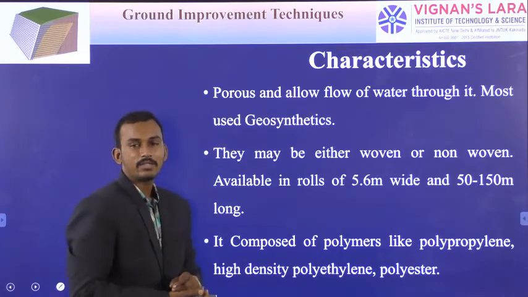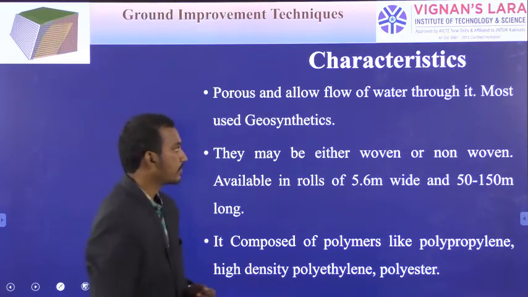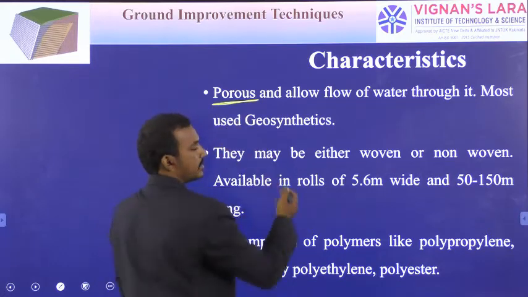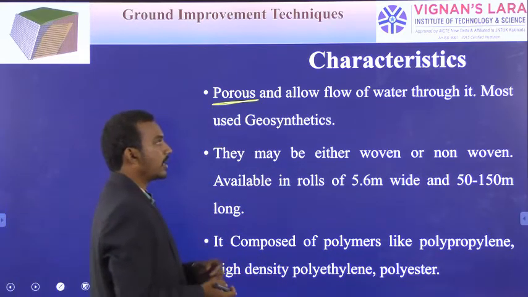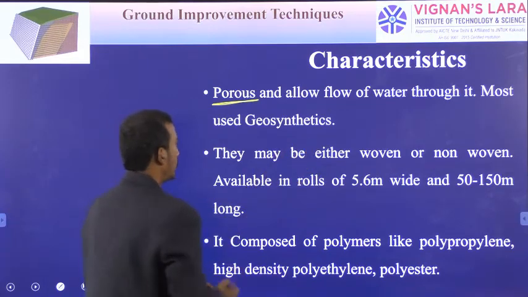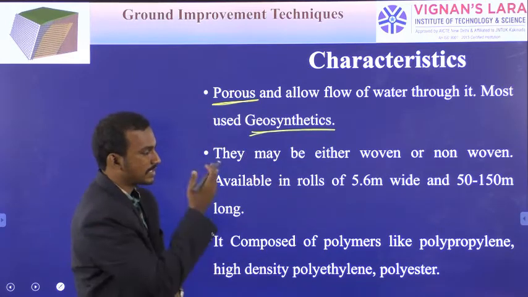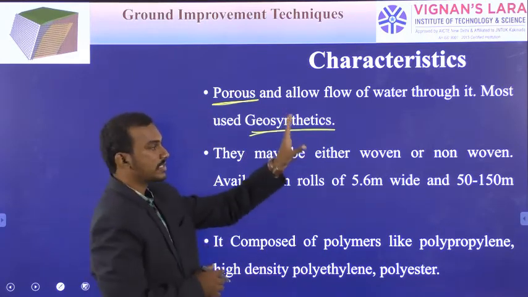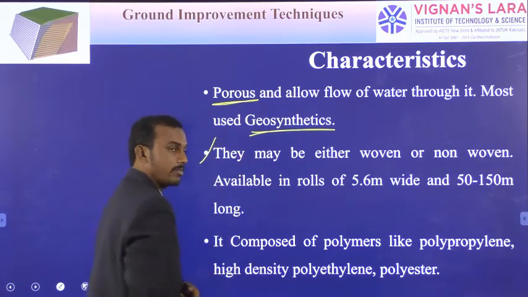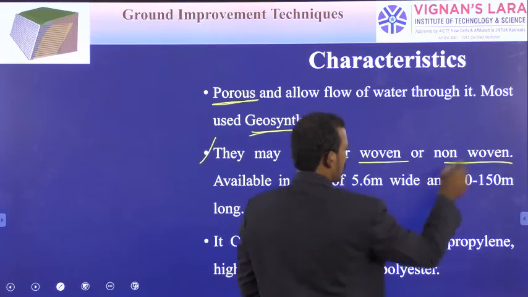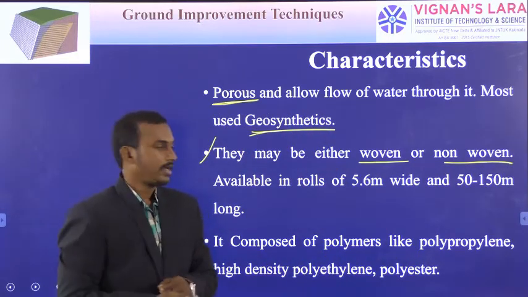The next one is coming to the characteristics. So what are the various characteristics of geotextiles? These are porous materials. If it is permeable, it must be a porous material and allow water to flow through it. And they are the most used geosynthetics. If you consider various types of geosynthetics, geotextile is the most usable material. Okay, and they may be either woven or non-woven. These are the types of geotextiles. Geotextile may be a woven type or a non-woven type.